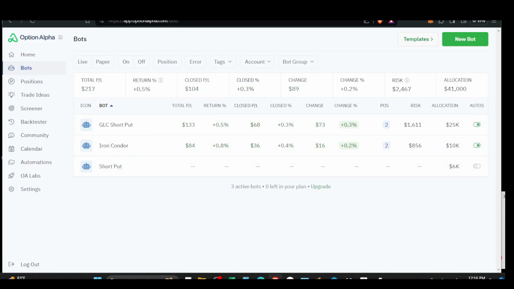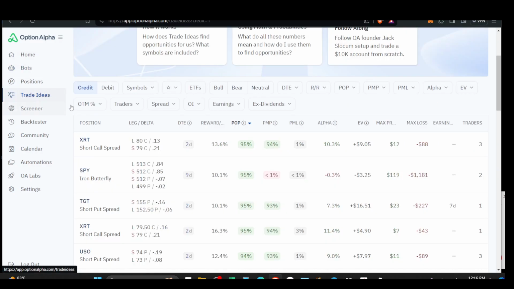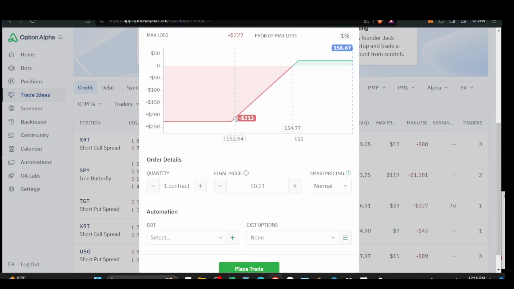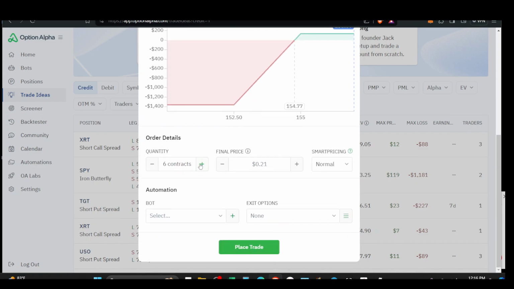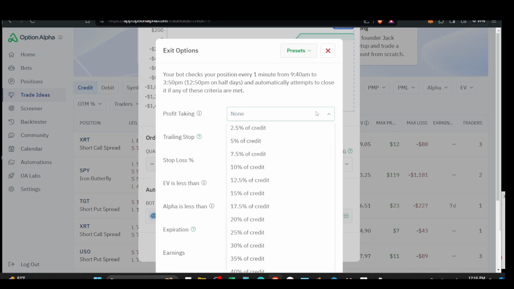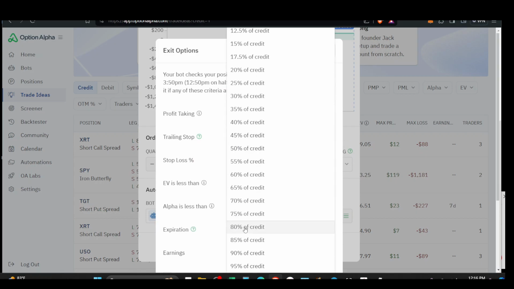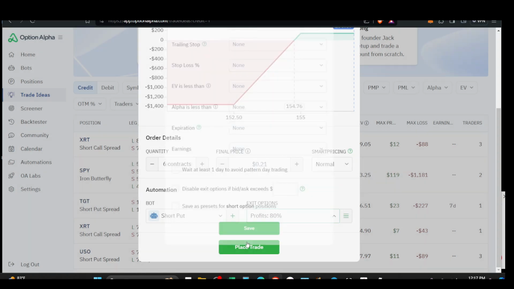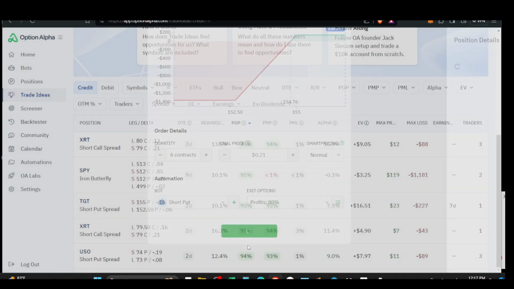So now going back to my trade ideas and looking at credit. Which one did I want? This one, right? So let's see if it will let me again. I'm gonna use 6 contracts, and this is the new bot, and then for profit trade, I'm gonna take 80% and then click save and then place trade.